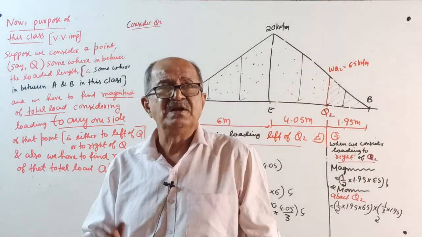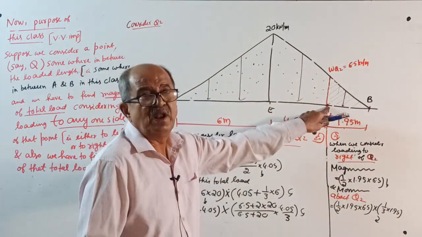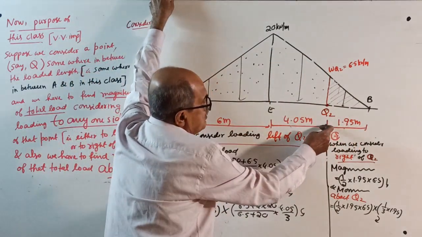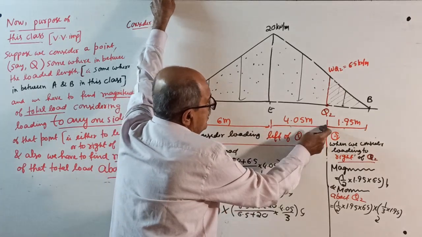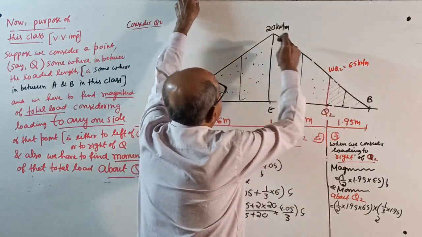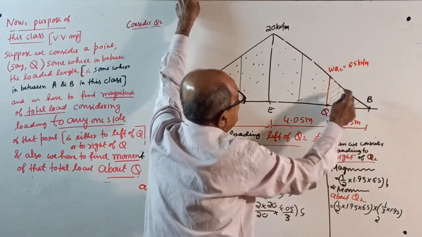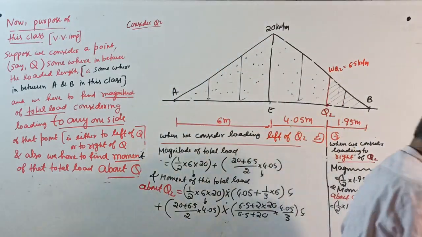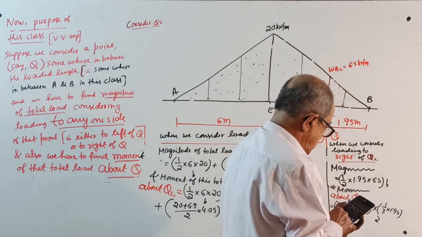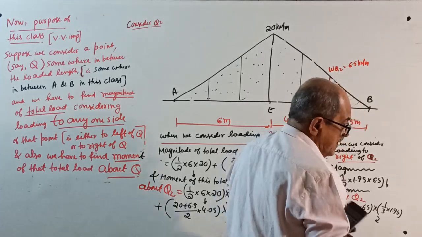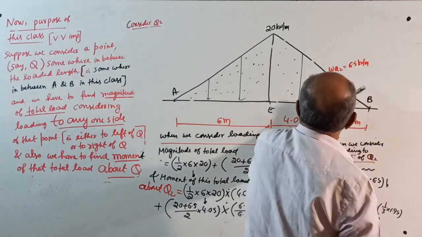Start now, second part. Now consider Q2 somewhere there. I already told you, 1.95 from here. Then this will become 4.05, and this full will become 6. For WQ2, 20 divided by 6 equals WQ2 divided by 1.95. WQ2 equals 20 by 6 into 1.95, which is 6.5 kN per meter. Okay, enter it.